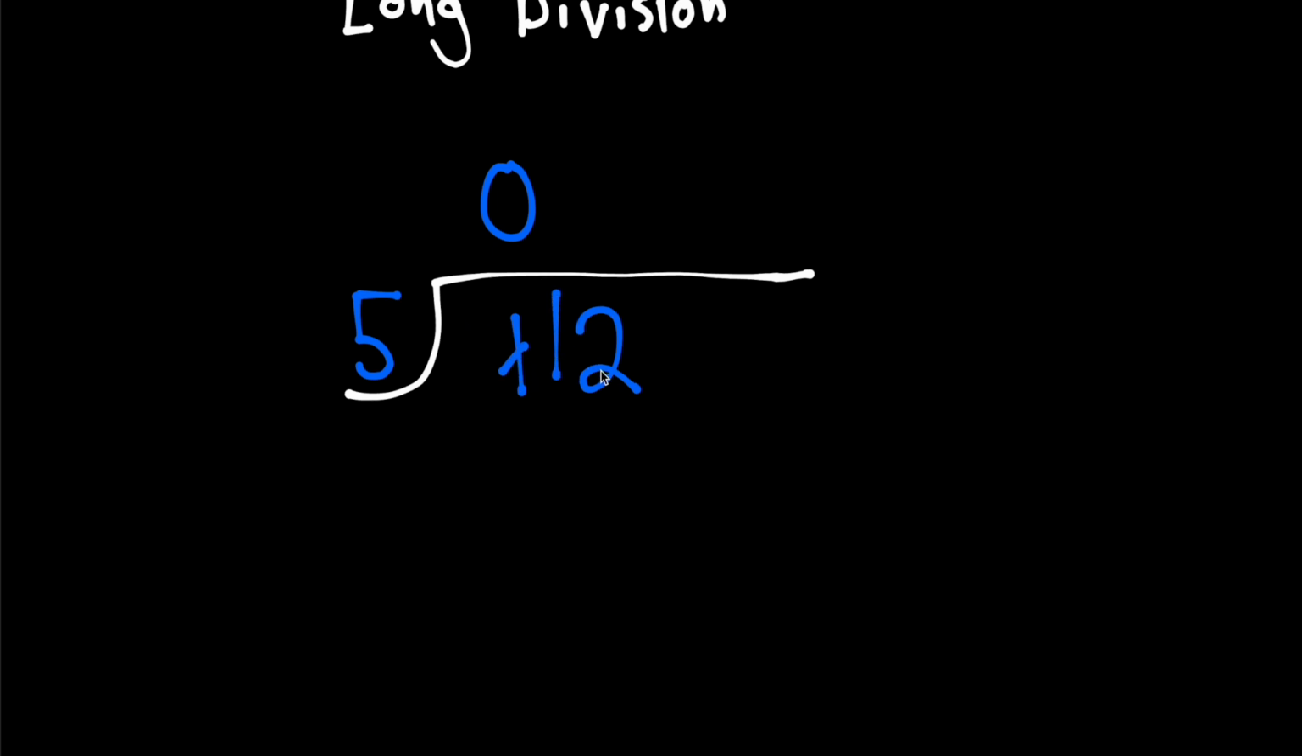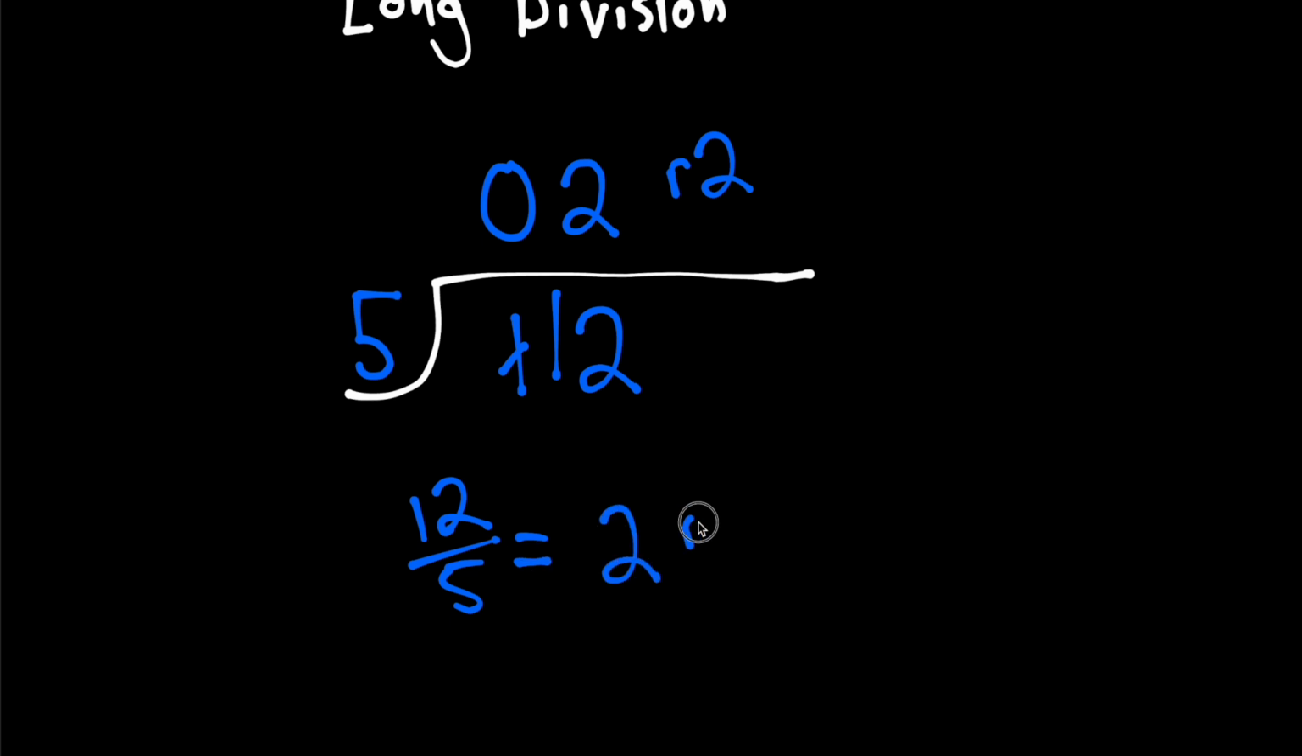So we cross out that 1, like I said before, put it over in the ones column to get 12, and 5 goes into 12, well, 2 times with 2 remainder. A remainder is what's left over when we can't quite fit everything in. So we can say that 12 divided by 5 is equal to 2 with a remainder of 2.